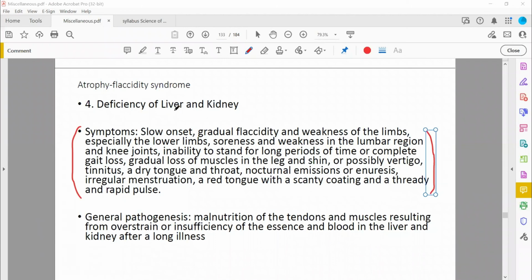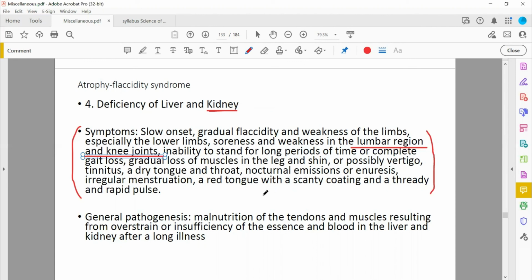Here it tells you that's the liver and the kidney. Any keywords you found here? The softness and the weakness in the lumbar region and the knee joints. Yeah, that tells you which organ. Kidney. Right, kidney.